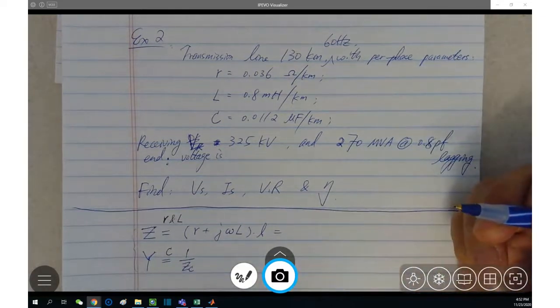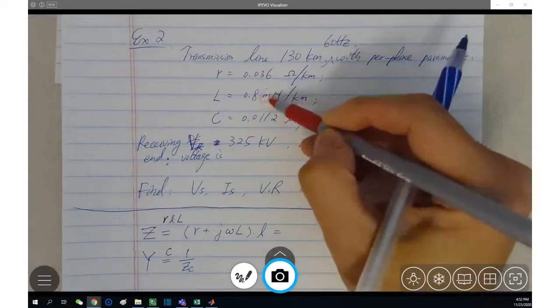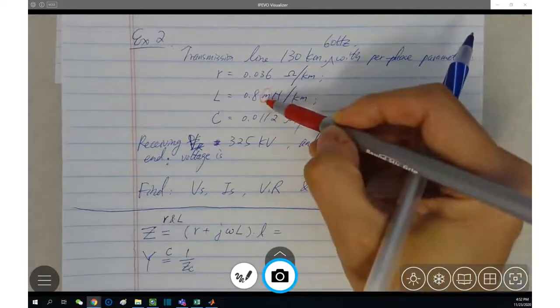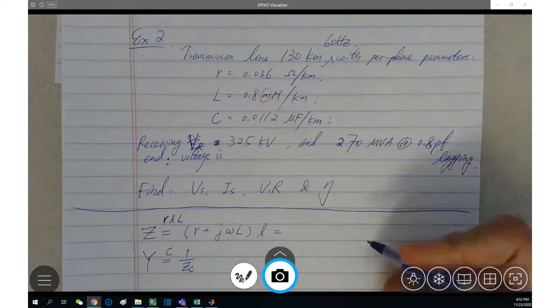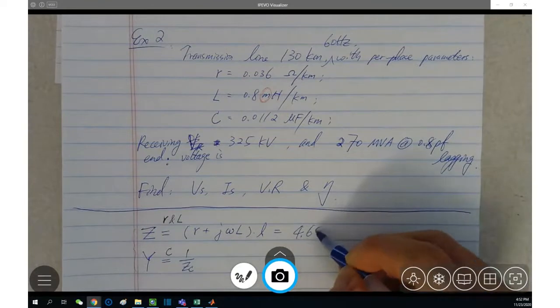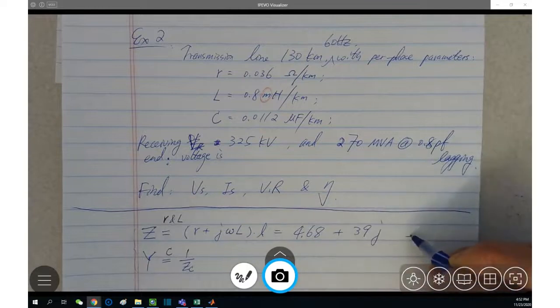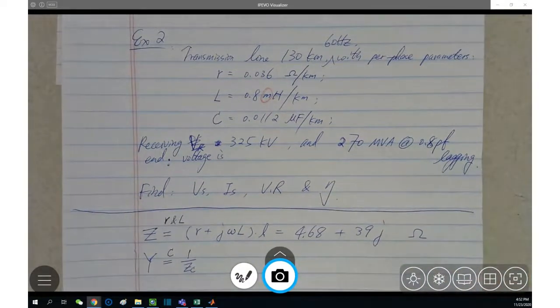And I think I don't have to repeat the calculation, but I need to remember, be careful: this inductance is milli. If you realize that and are careful of that, you should end up with this Z value. Of course, don't forget to times the distance, 130. Don't forget to times that. 4.68 plus j39 ohm.